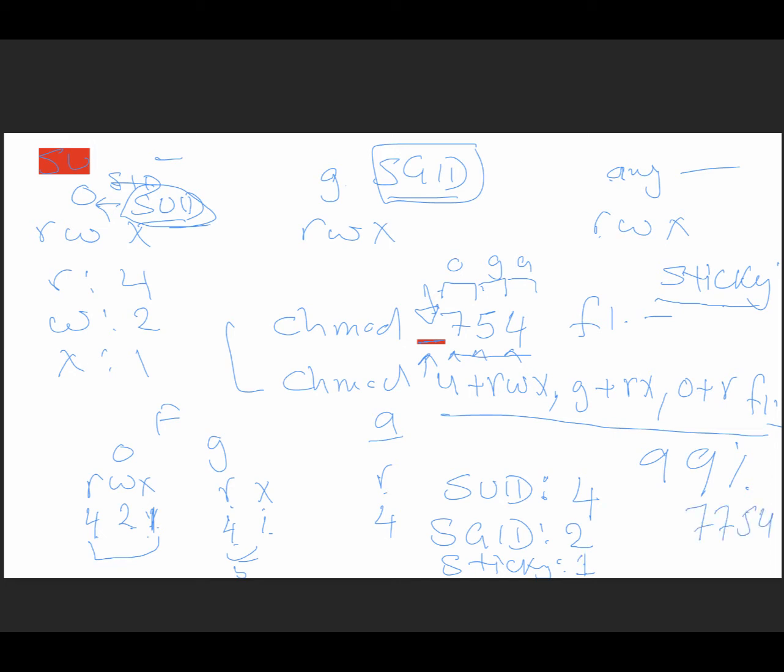So if you have 7754, you know the last 3, right? The first digit means we assign the set user ID, the set group ID, and the sticky bit, which are used for this file or this folder. What does that mean? I'm going to explain right now.